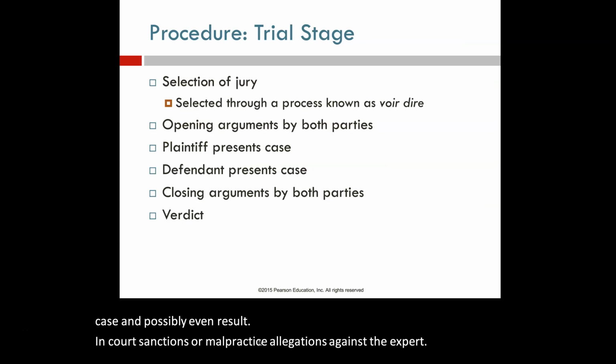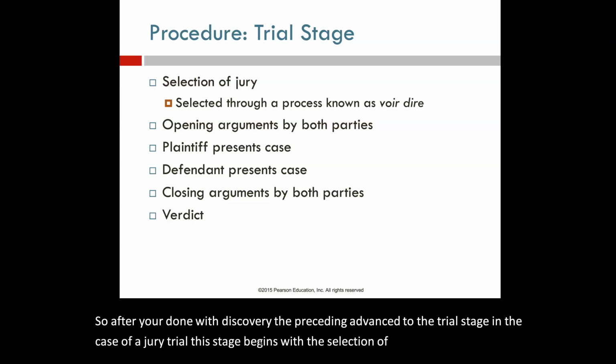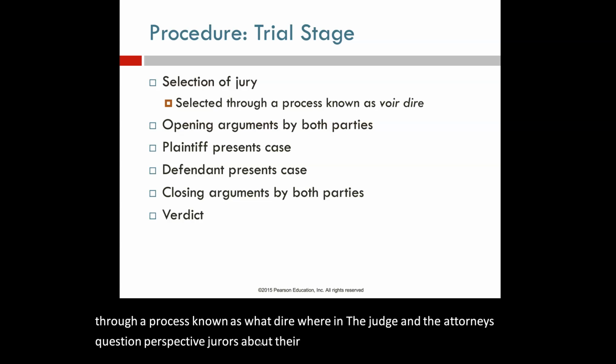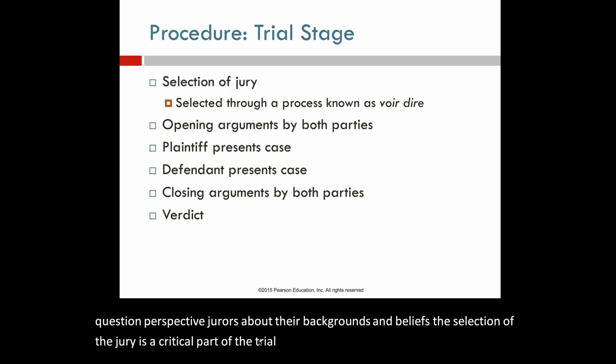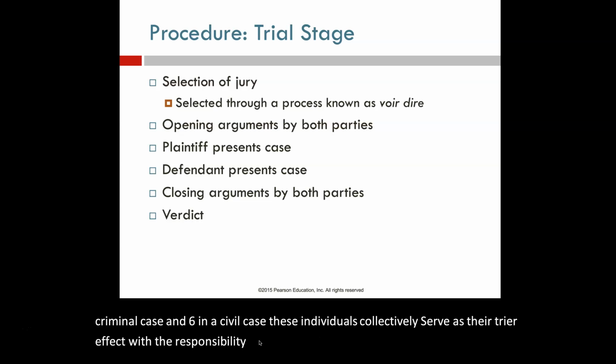Trial stage. So after you're done with discovery, the proceeding advances to the trial stage. In the case of a jury trial, this stage begins with the selection of a jury. The jury is selected through a process known as voir dire, wherein the judge and the attorneys question prospective jurors about their backgrounds and beliefs. The selection of the jury is a critical part of the trial. Generally, there are 12 jurors in a criminal case and 6 in a civil case. These individuals collectively serve as the trier of fact with the responsibility of rendering a verdict.